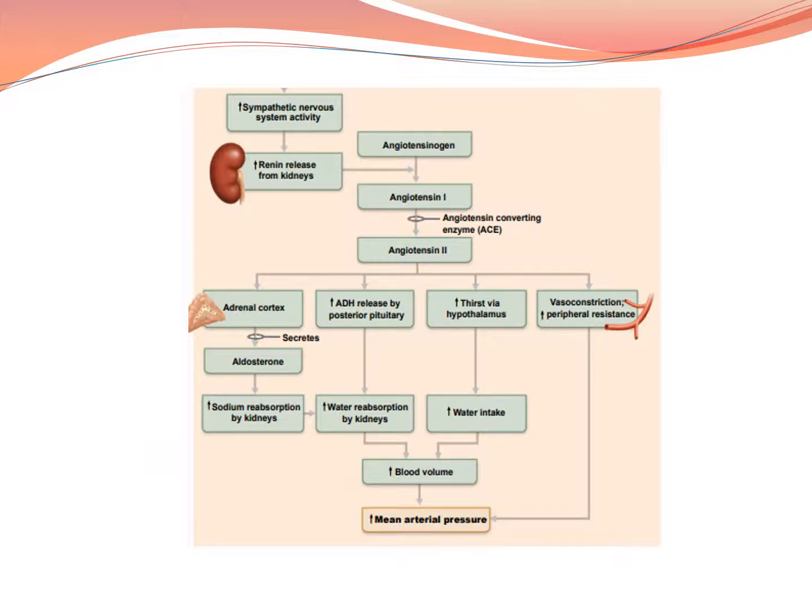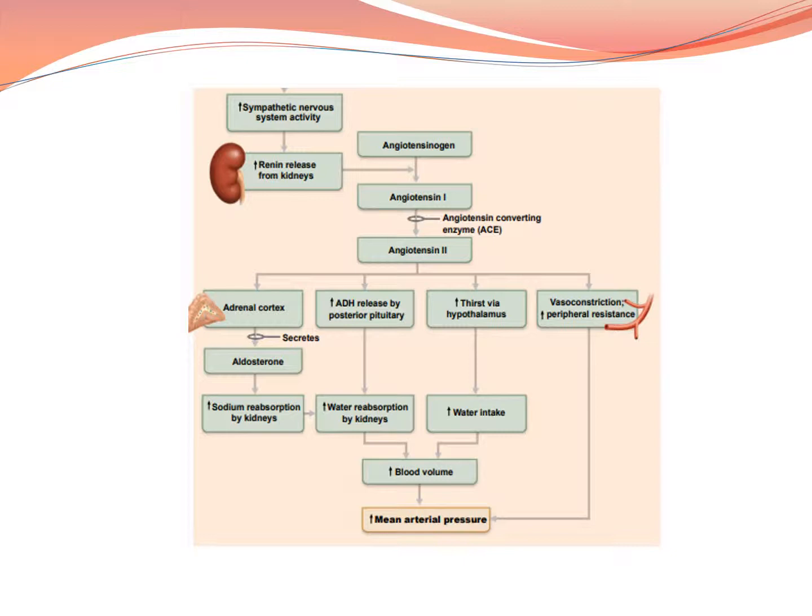Long-term mechanisms of blood pressure regulation is via the kidneys through the renin-angiotensin-aldosterone system. The liver produces angiotensinogen and it is continuously released into the blood. The granular cells of the juxtaglomerular complex of the kidneys release the enzyme renin into the blood in response to stimulation of the sympathetic division.